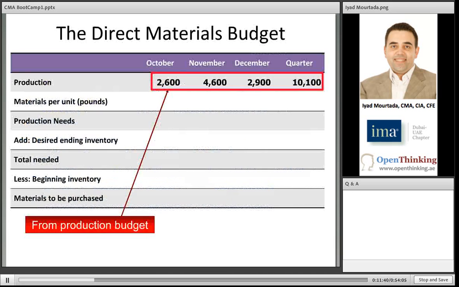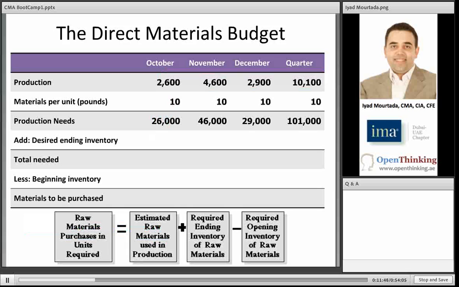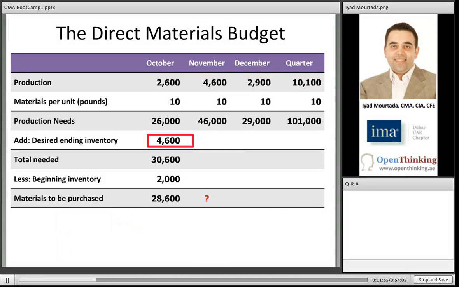So what will happen? First, we decide what the production is. So we take it from the previous one. What is the production? After that, we say, perfect. What is the material per unit? We put it down. See, we need 10. That will give us how much production is needed. After that, how much do we actually need at the end of the period? And that, we say, is 10% of November, so it's 10% of the 46,000. This will give us the total needed. But don't forget, we already have 2,000 in our inventory. So that will end up with just 28,600. This is how much we actually need.